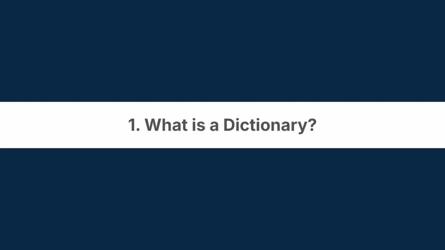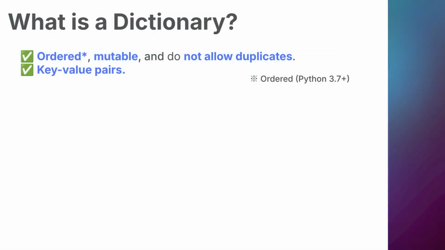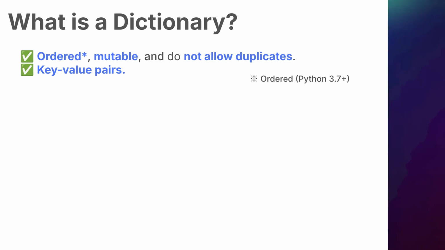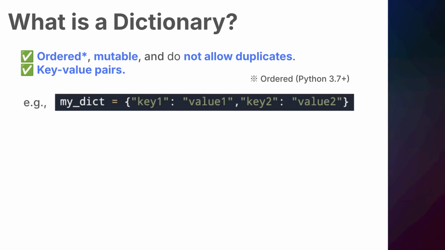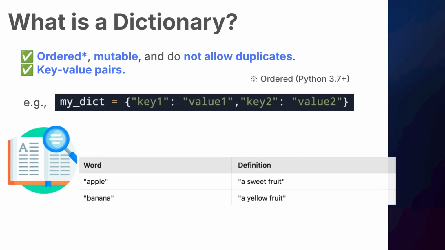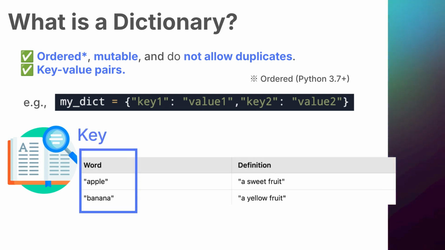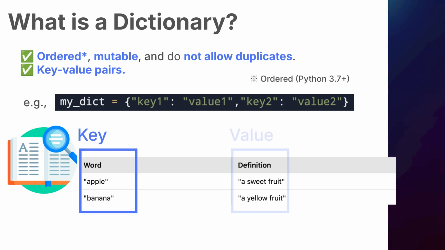What is a dictionary? A dictionary is a collection which is ordered, mutable, and does not allow duplicates. Key-value pairs. In Python, it looks like this. It uses curly braces, key-value pairs with a colon, and commas to separate data. So it's like a real-life dictionary. It has words, these are the keys. Definitions, these are the values.